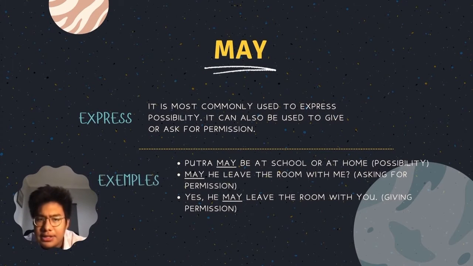May. It is most commonly used to express possibility. It can also be used to give or ask for permission. Example. First, Putra may be at school or at home. Possibility. Second, may he leave the room with me? Asking for permission. Third, yes, he may leave the room with you. Giving permission.